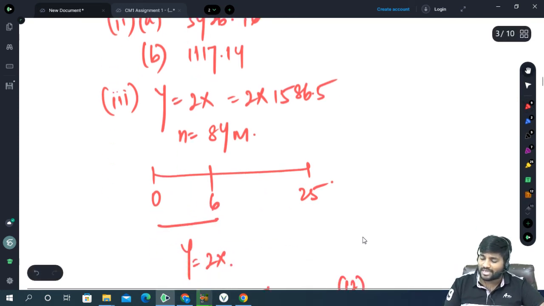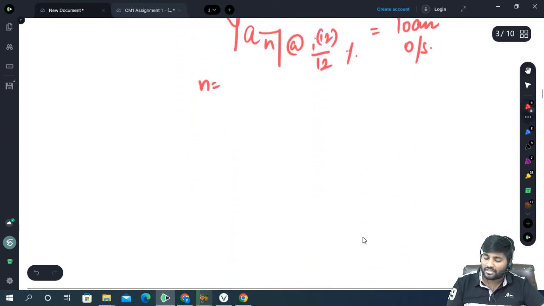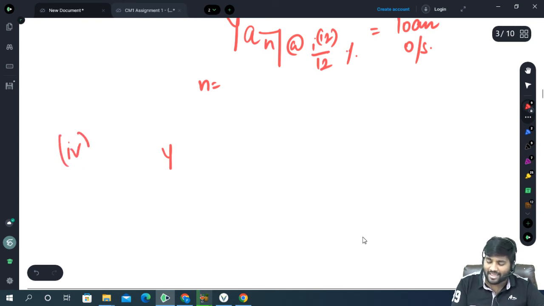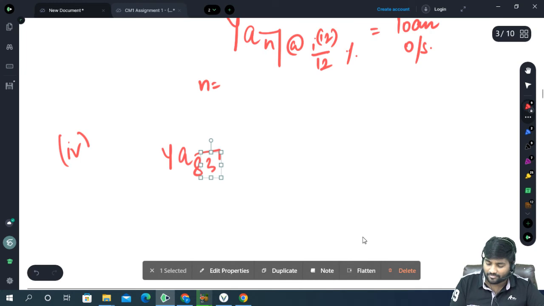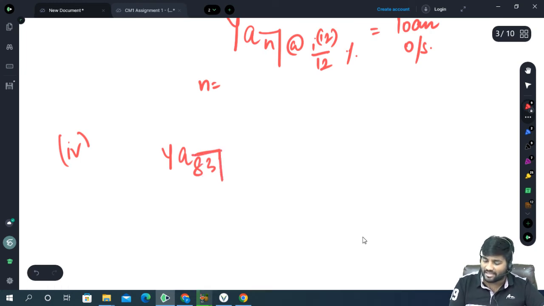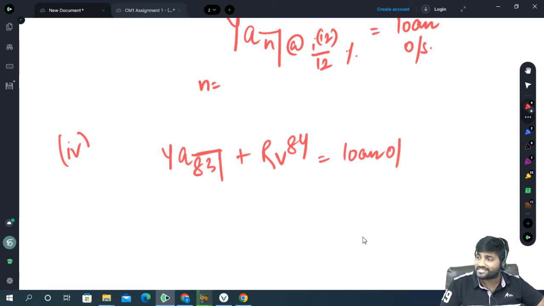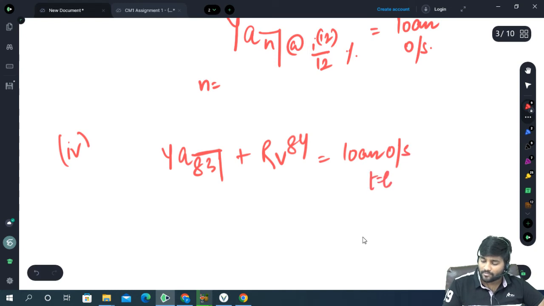So now in part 4, they are asking what the reduced payment is. So it will be y a_83 plus reduced payment R v to the power 84 is equal to the loan outstanding at time 6. So what is the loan outstanding at time 6? 218,214.63. Please solve for R.